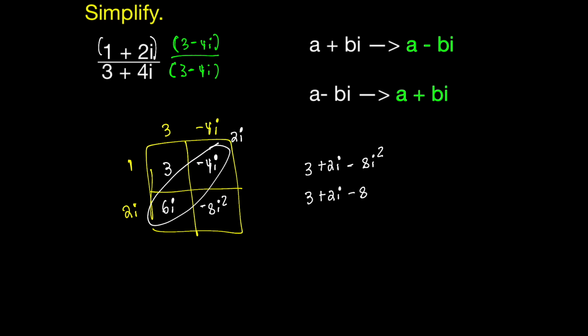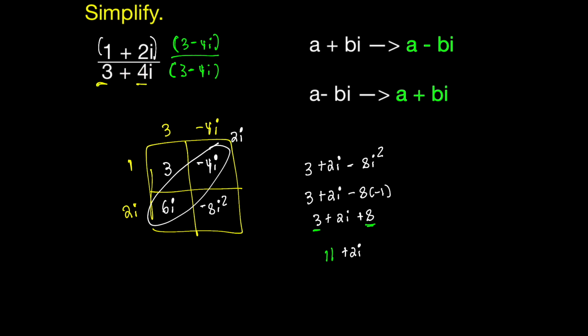And i squared, we can exchange it for a negative 1. So then we get negative 8 times negative 1 is positive 8. Combining the real parts, 3 and 8, that's going to give us an 11 plus 2i. This is the numerator.